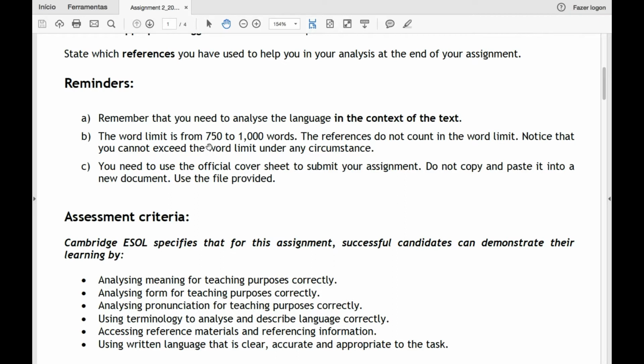The word limit is from 750 to 1000 words. The references do not count in the word limit. Notice that you cannot exceed the word limit under any circumstance, and you cannot write less than 750 words for that matter either. You need to use the official cover sheet to submit your assignment. Do not copy and paste it into a new document. Use the very file I'll send you.